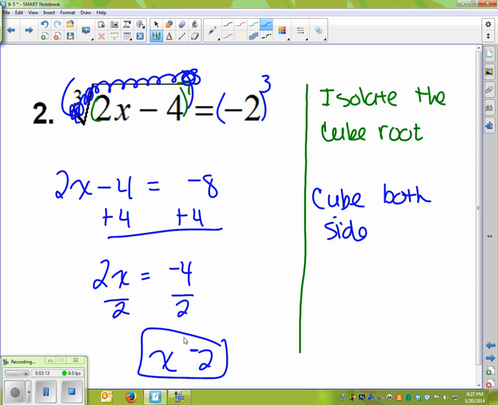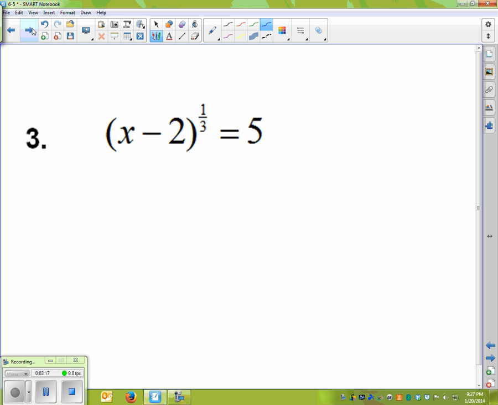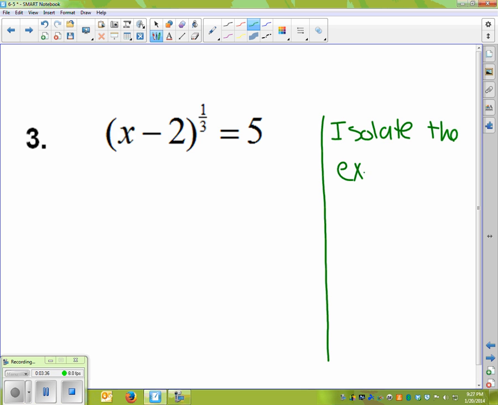All right, let's look at the next problem. Working with a fractional exponent is similar to working with a cube root. You want to isolate the exponent. In this case, it's already isolated, so I can go right on to step 2.